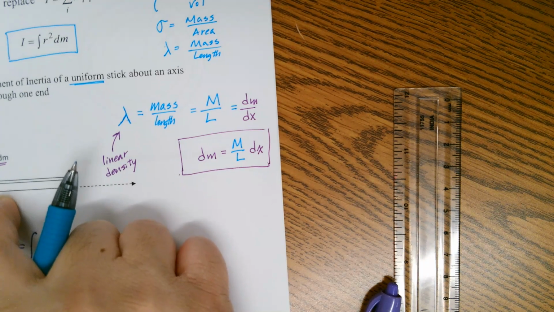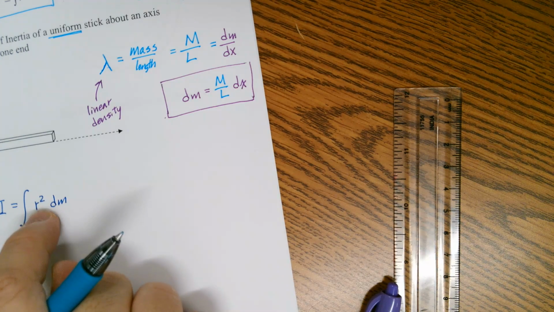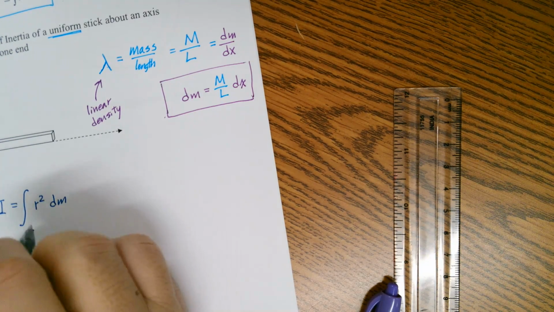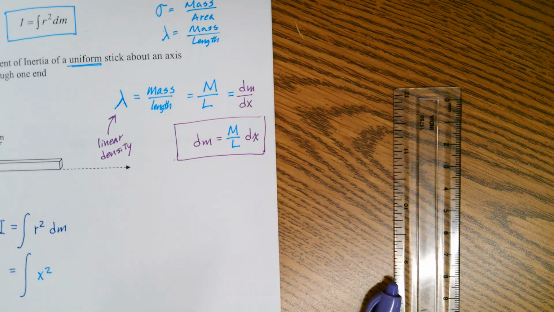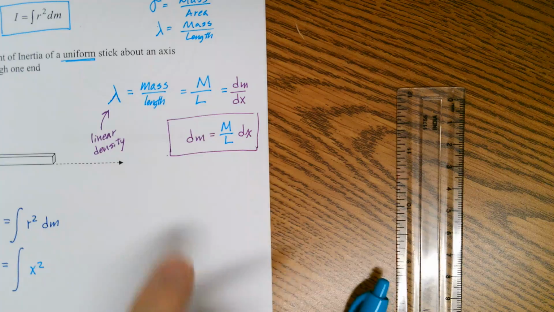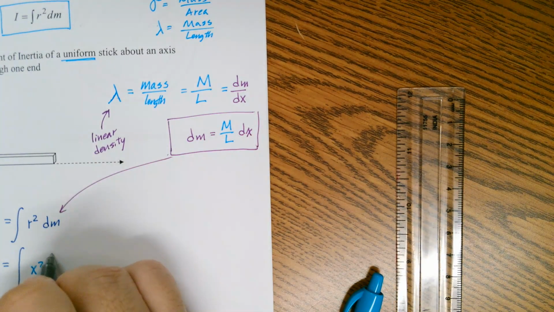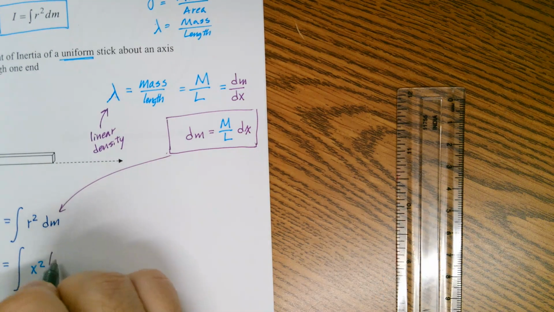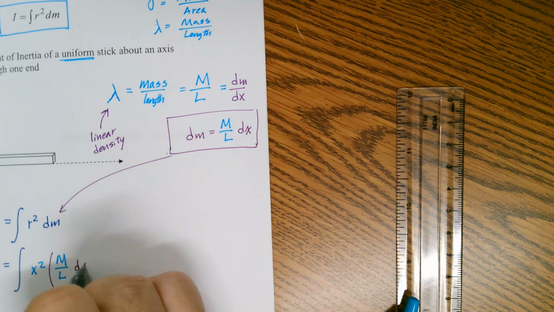dx is that little tiny bit, right? So I'm going to replace the R with x squared. And then I'm going to replace my dm with m over L, dx.